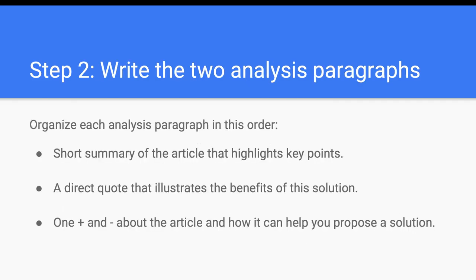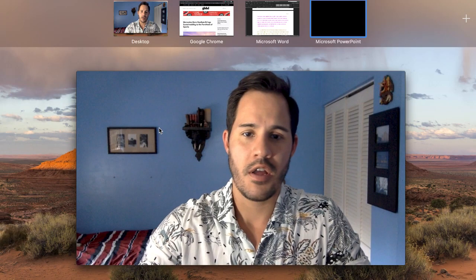So after you write all that down on a separate sheet of paper, you'll be ready to write the actual paragraphs, right? So you move in, and this is the organization of each paragraph. So remember, you're going to need 2 body paragraphs that analyze the 2 articles, 1 for each section. So for the first one, short summary, right? You should just be able to knock that down by putting the 3 to 4 sentences you already wrote down. A direct quote that illustrates the benefits of the solution. So we'll talk more about what that looks like. And then 1 positive, 1 negative about the article and how it helps propose a solution, right? So you do 1 body paragraph on Article A and then another body paragraph on Article B in the same order. What does that look like?